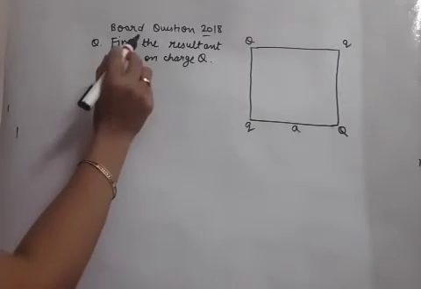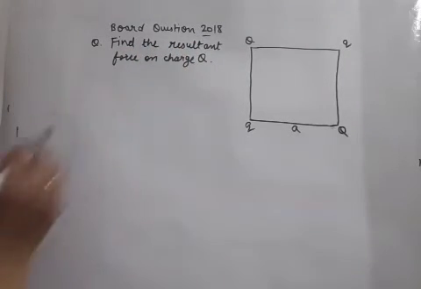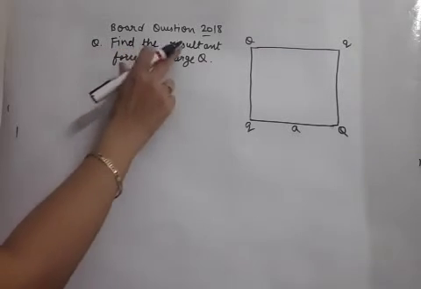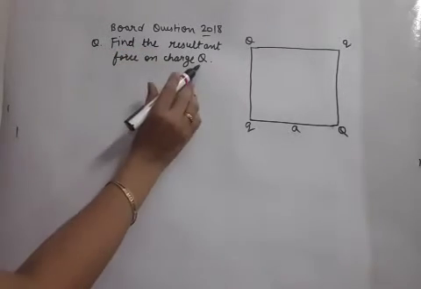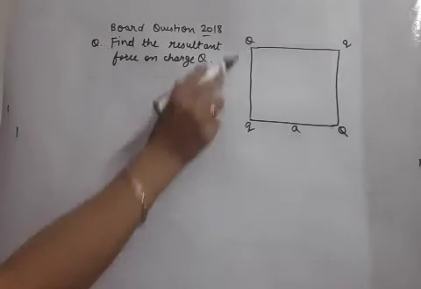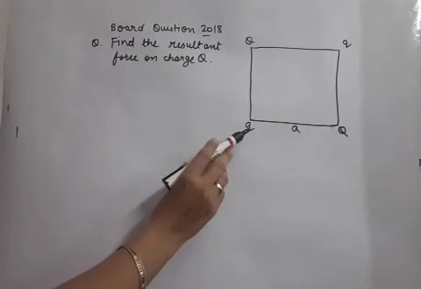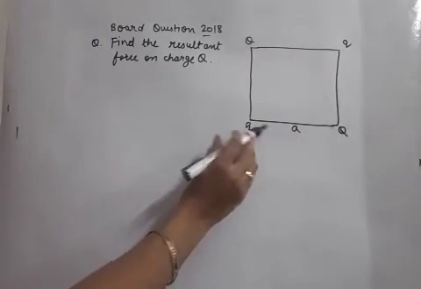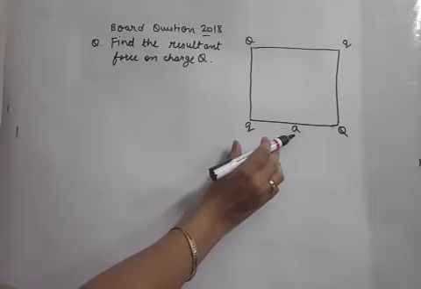Students, we have one board question from paper 2018. The question is, find the resultant force on charge capital Q. We are given an arrangement of charges. Charges are present on the corners of a square. The side of the square is given A.